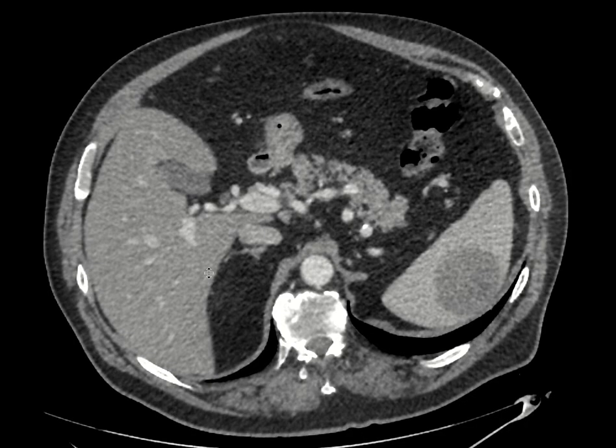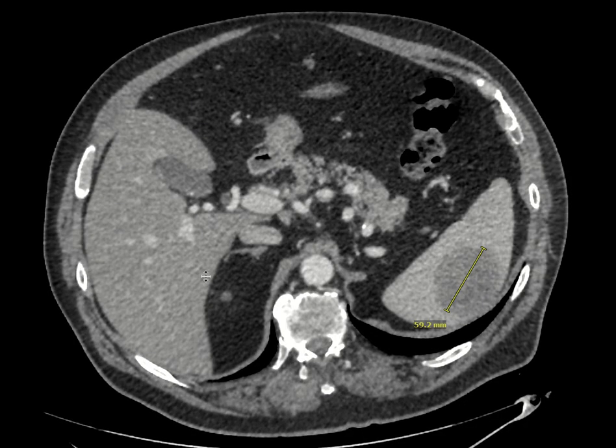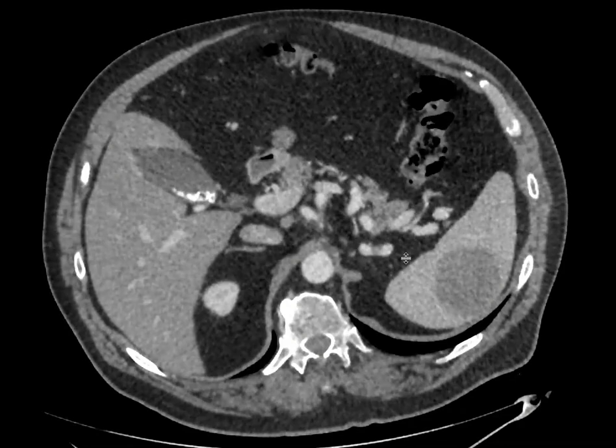Splenic lesions are quite common. Most of them are benign. They represent cysts or hemangiomas or hamartomas or lymphangiomas, and so it's not uncommon to not necessarily recommend additional follow-up, just given how frequently these occur.